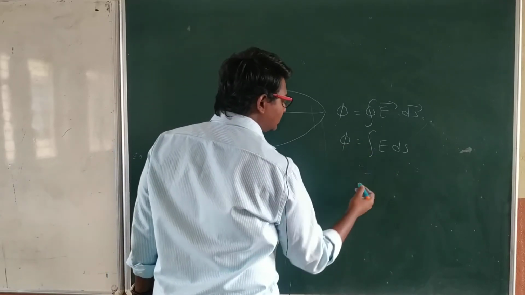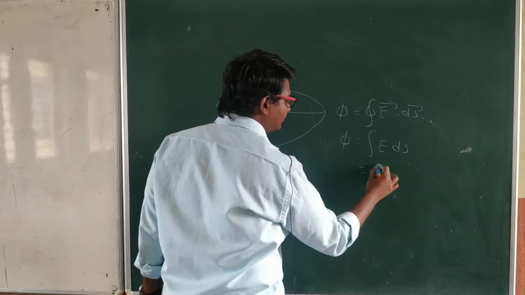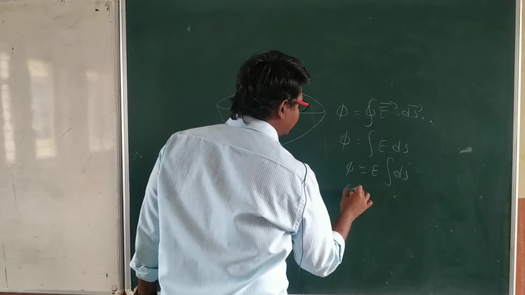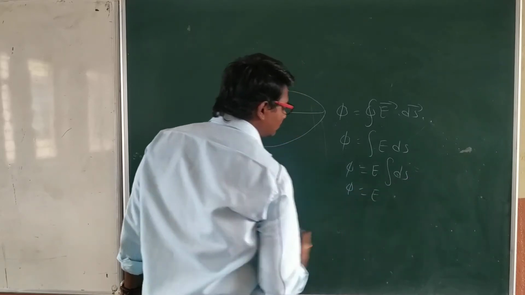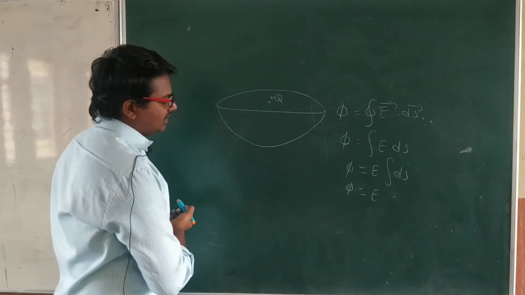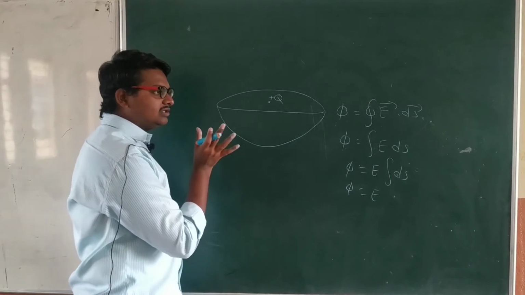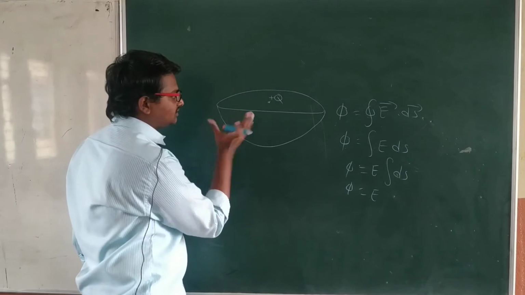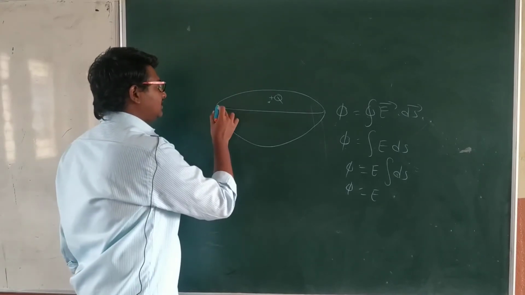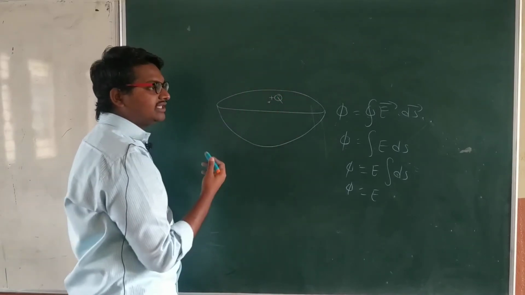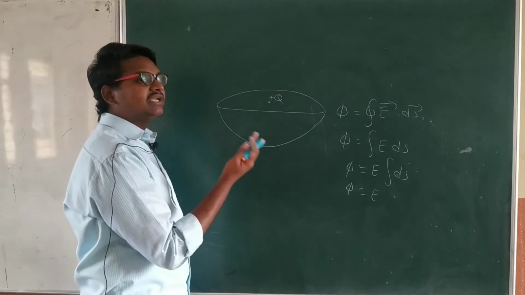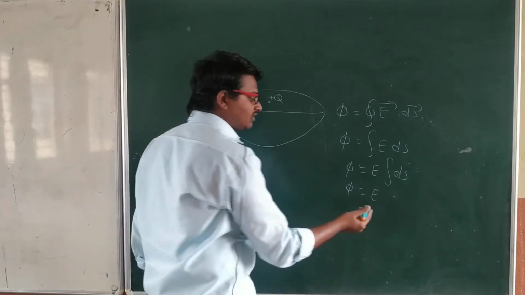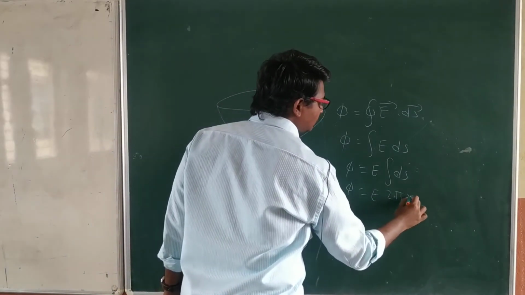Alright, and E is a constant here. That's why we will keep E outside, and integral ds we will keep. That is phi is equal to E into integral ds. Here integral ds represents the whole surface area of the given hemispherical bowl. See, actually the total surface area of the sphere is 4 pi r square. For a hemispherical surface, according to the symmetry, it will be exactly half. It means 4 pi r square by 2, that is 2 pi r square.